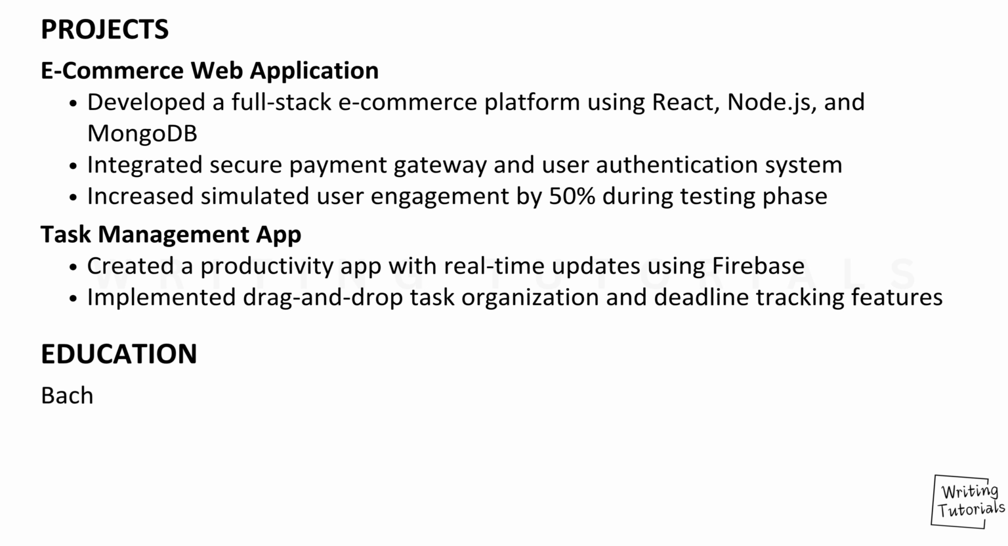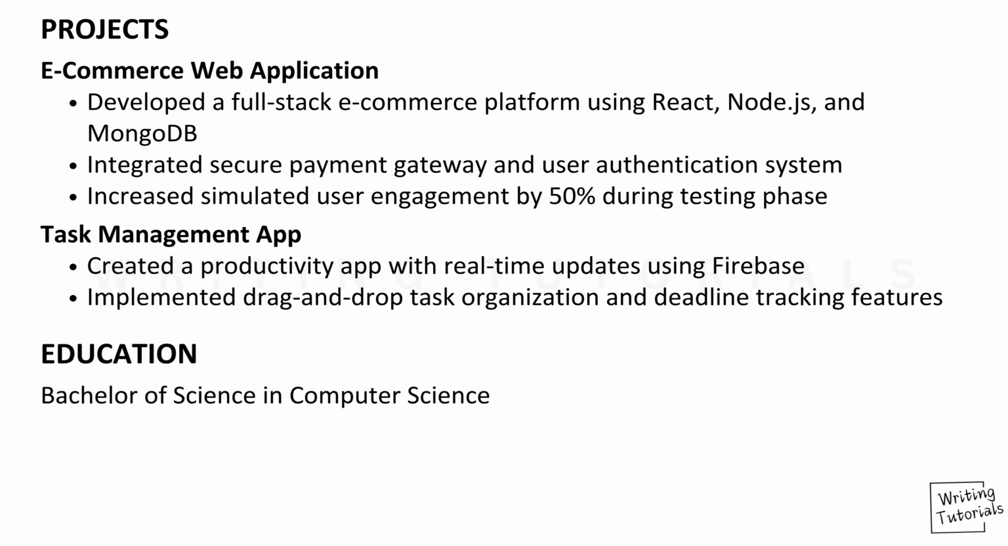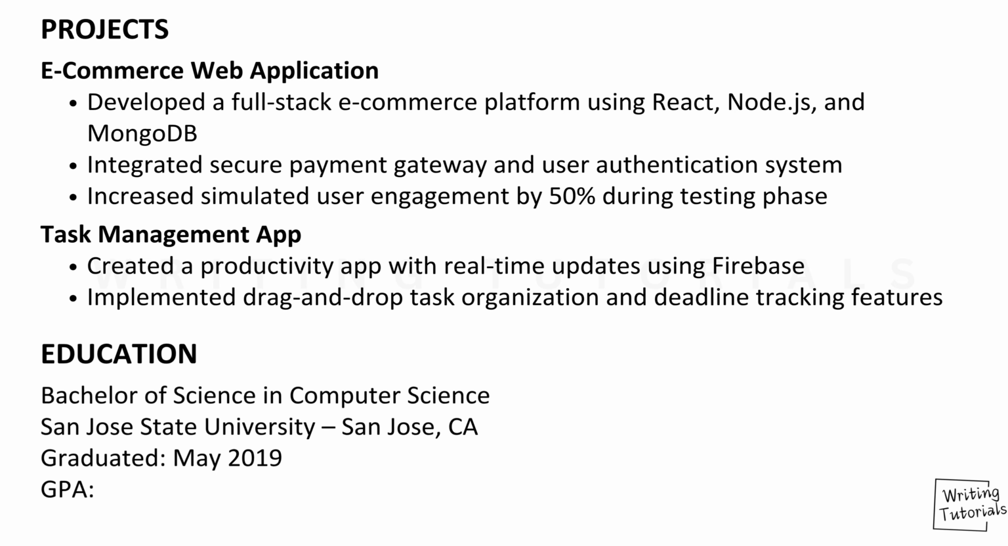Education. Next is education. Bachelor of Science in Computer Science. San Jose State University, San Jose, California. Graduated May 2019. GPA 3.6 over 4.0. This section confirms your academic background. Keep it simple and clear. If your GPA is strong, include it. If not, you can leave it out.